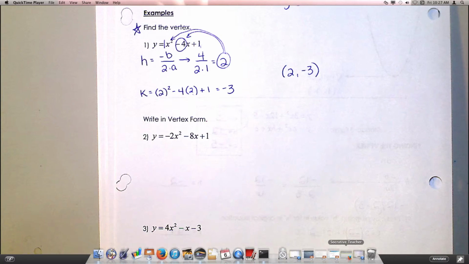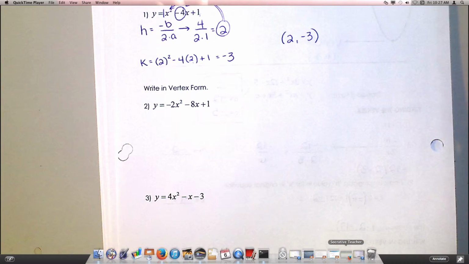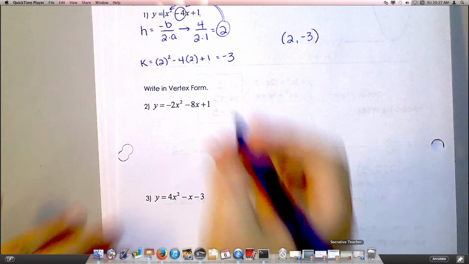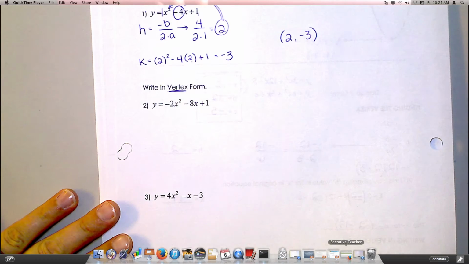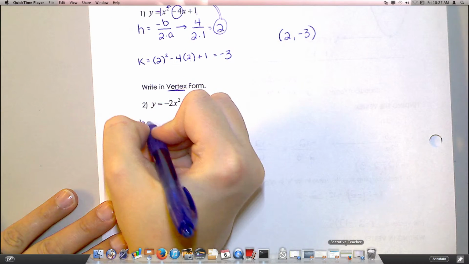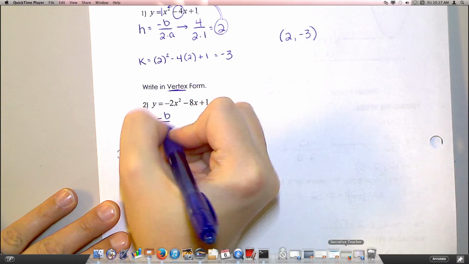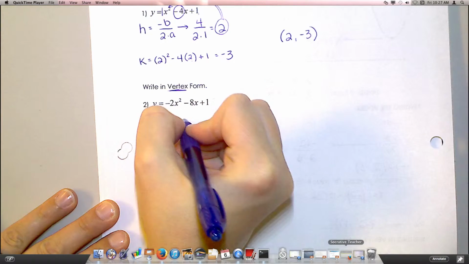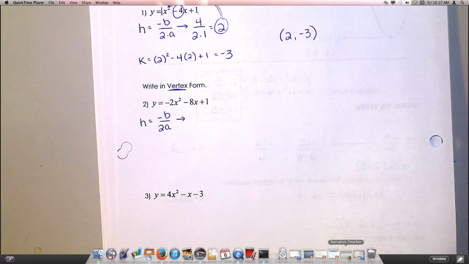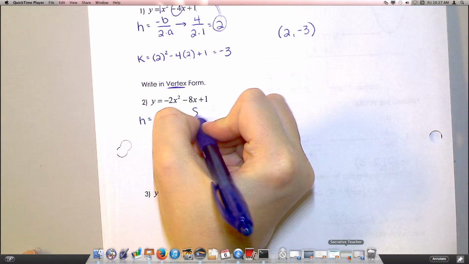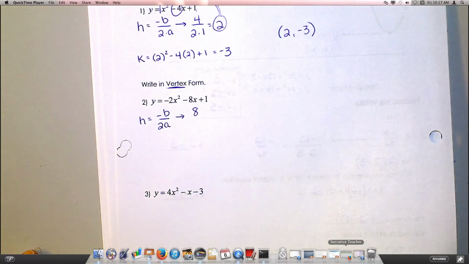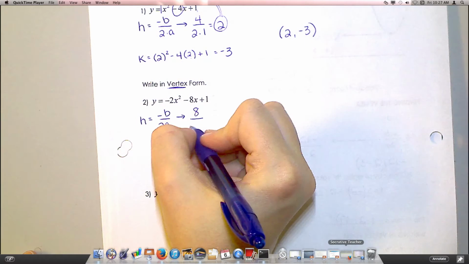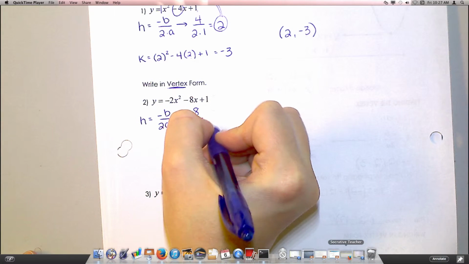Okay, so now to write in vertex form, before I can write in vertex form, I need to find the vertex. So I'm going to go h equals negative b over 2a. What's my b value? Negative 8. So when I put it in my equation, what am I using? Positive 8. Lots of stuff in this chapter that you're doing the opposite of what it really looks like. Over 2 times a, which is negative 2.